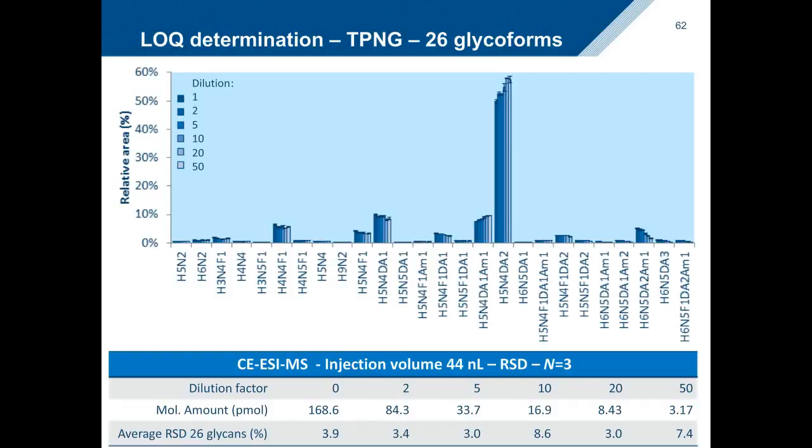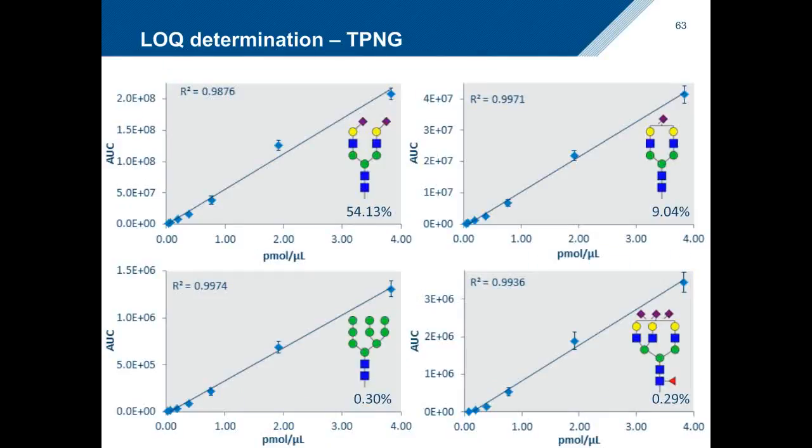But we were still happy, because if you look at the average RSD shown in this table for the different dilutions, we could find the average RSD of the 26 glycans for 50 times diluted below 8%. And I think for limit of quantitation, this is really promising. So we could go up to 50 times dilutions using the CESI MS.